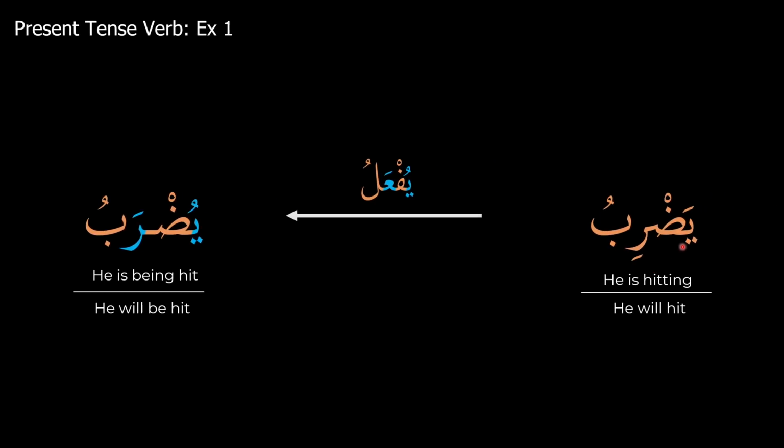We have yadribu, which is the present tense form, and it means he is hitting or he will hit. Then if you put it on the yuf'alu pattern, it becomes yudrabu. The ya now has a dhamma on it, and the second letter has a fatha on it. So this automatically becomes he is being hit or he will be hit. In the passive form, the doer is hidden.